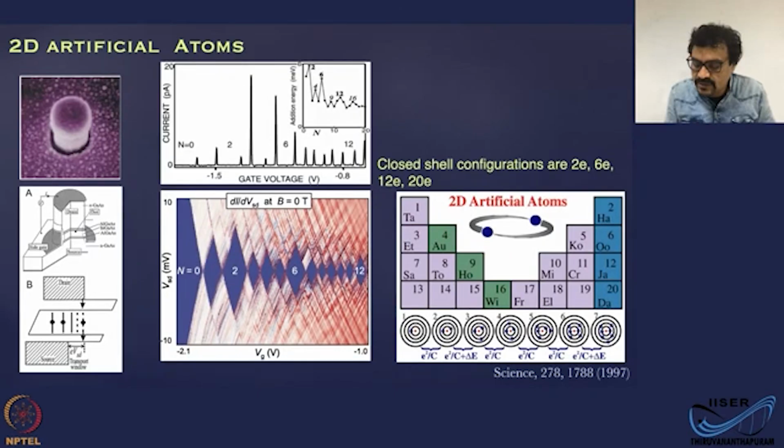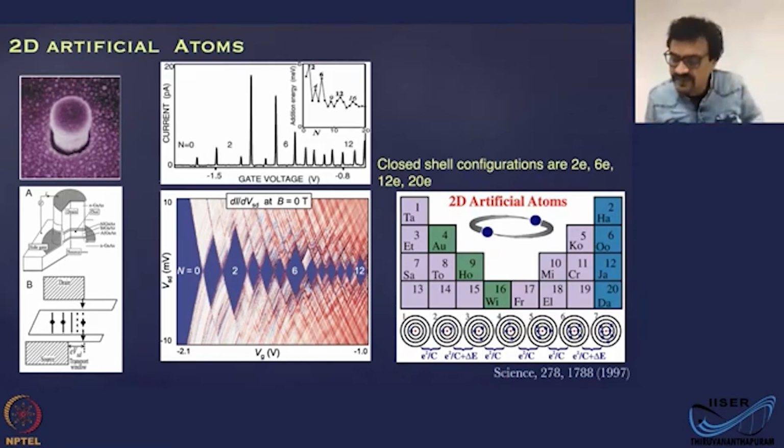In a very famous landmark experiment, which is published in this article, this group has shown that the artificial atom also follows a very clear shell-filling sequence, and they also have made a periodic table for the artificial atoms. So the quantum dot is made from a gallium arsenide, indium gallium arsenide, aluminum gallium arsenide heterostructure. The stacking sequence is given here.